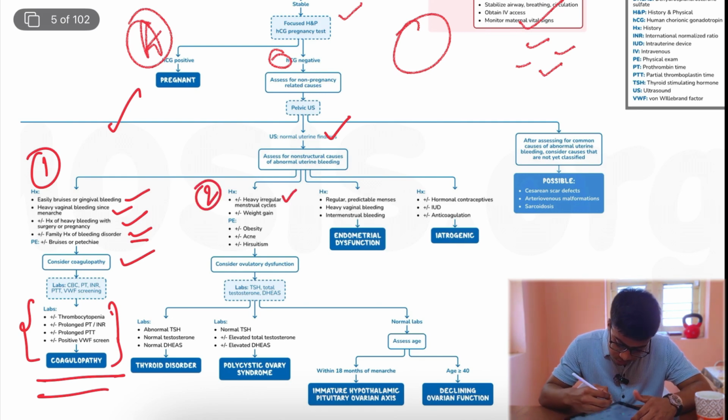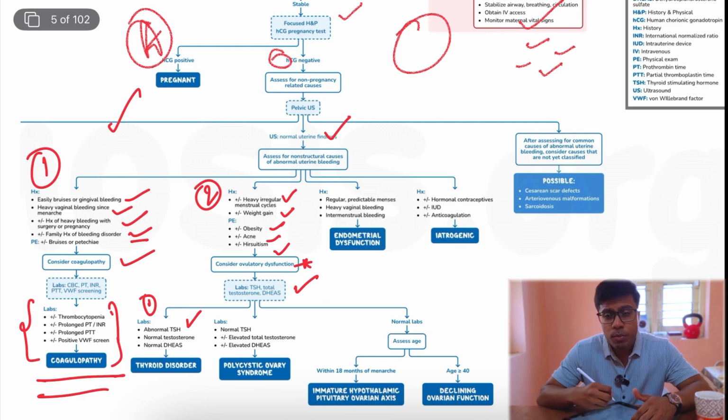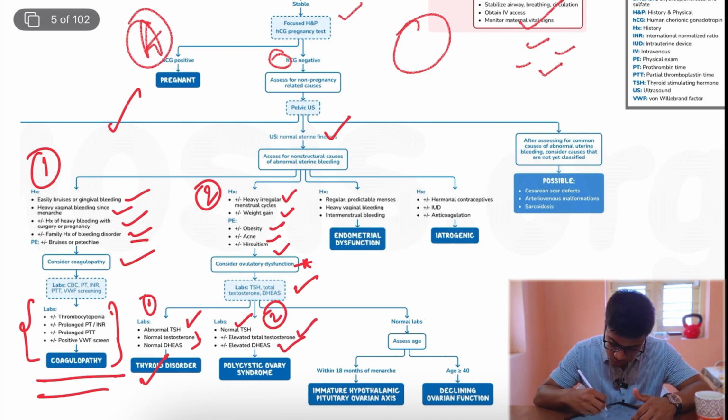Another case can come with heavy irregular menstrual cycle, weight gain, obesity, acne, hirsutism. It looks like hormonal imbalance, so consider ovulatory dysfunction in this case. We have to check the labs for TSH, total testosterone, DHEAS. If abnormal TSH is there and others are normal, then thyroid disorders we have to rule out. If TSH is normal, and total testosterone and DHEAS are elevated, then it's polycystic ovarian syndrome, which accounts for 80% of cases causing heavy bleeding.